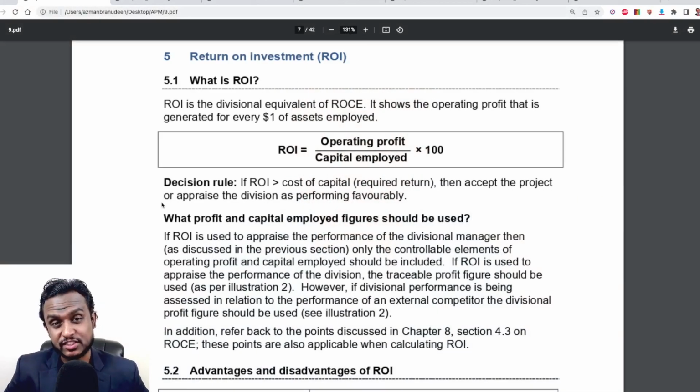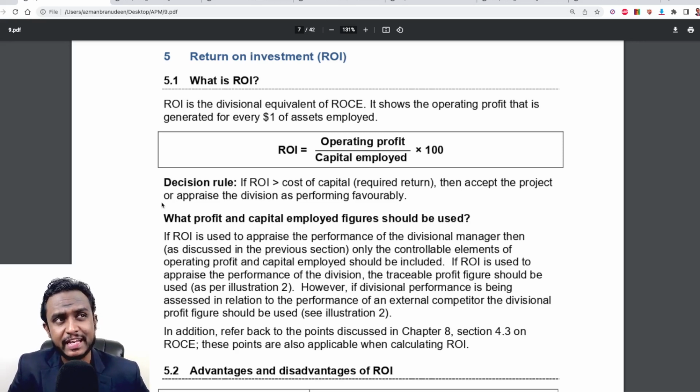Welcome back. We will be looking at the first ratio, the financial measurement metric that is relevant in your syllabus when you're looking at an investment center manager's performance: ROI, return on investment. Now, it's a fairly straightforward ratio. I understand that you already know this, and we are only doing a recap because we want to understand it from an APM perspective.